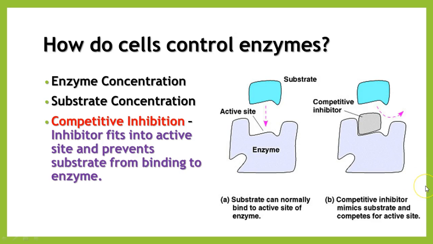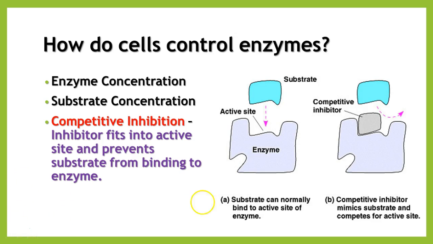Now, cells can control enzymes in several different ways, and we're going to do a couple of activities in class illustrating how this works. But one way that enzymes are controlled is by increasing the concentration of the enzyme. The more enzyme there is, the more reactions can occur. Another thing that can control the action of the enzyme is the substrate concentration. If you have too much substrate, then the reactions are going to slow down somewhat if you don't have enough enzyme. Another way that they are controlled is something called competitive inhibition.